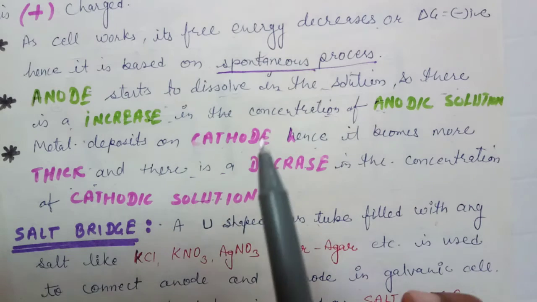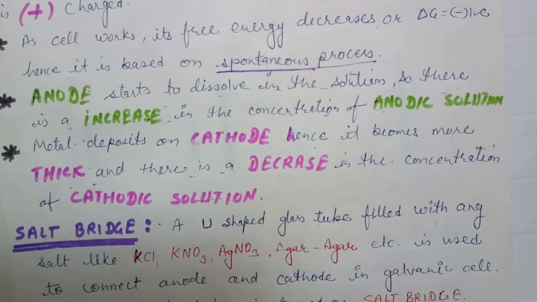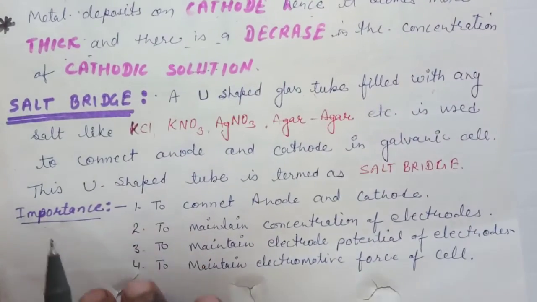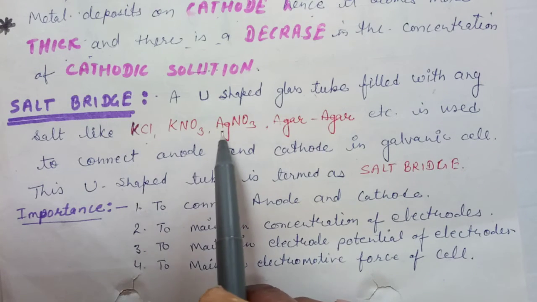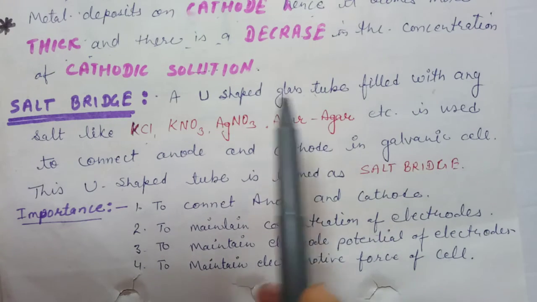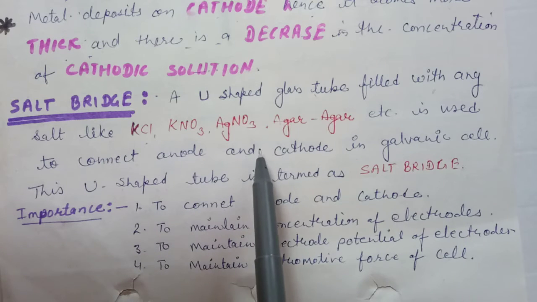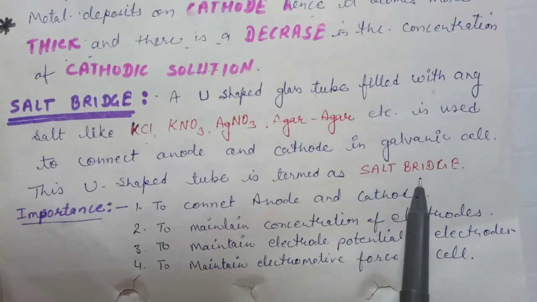Clear? This is the first galvanic cell, known as the Daniell cell. In the Daniell cell, the Zn electrode works as the anode and the copper electrode works as the cathode. So now, what is a salt bridge? A salt bridge is a U-shaped tube filled with any salt like KCl, KNO3, AgNO3, agar-agar, etc. It is used to connect the anode and cathode in a galvanic cell. This U-shaped tube is known as the salt bridge.